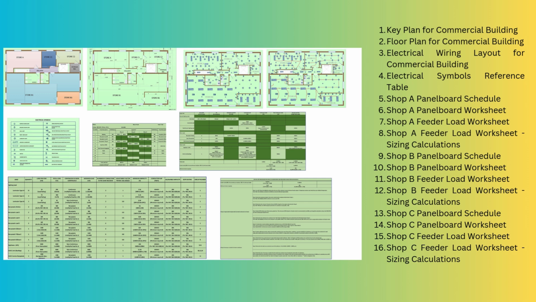Panelboard schedule for all shops within the commercial building: lists circuits, OCPD ratings, and load distribution across phases. Panelboard worksheet for all shops within the commercial building: details circuit-specific information, including load calculations, conductor sizes, and ampacity. Feeder load worksheet for all shops within the commercial building: includes load breakdown, continuous and non-continuous loads, and feeder ampacity calculations. Feeder conductor sizing worksheet, sizing steps for all shops within the commercial building: a step-by-step guide for sizing conductors and raceways, including NEC references.